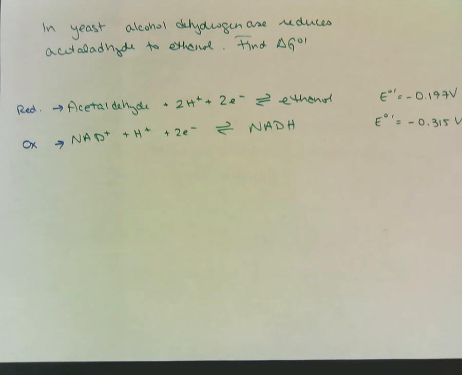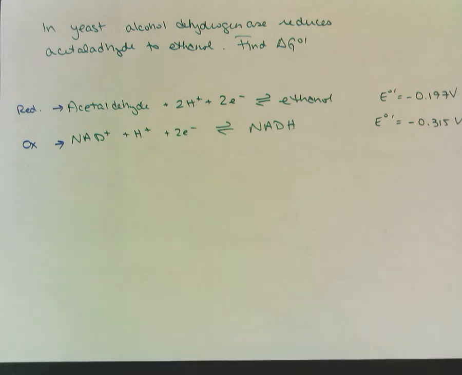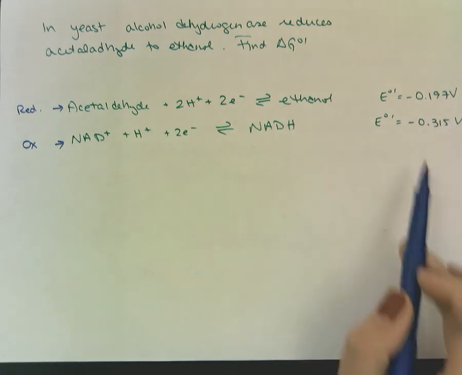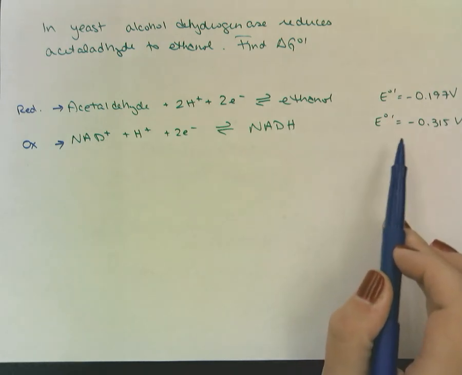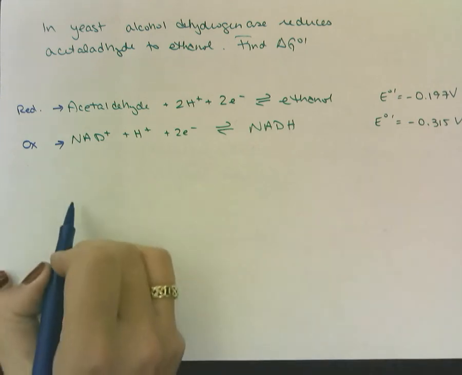Wait, why is it that reduction? Because the wording of the question says we reduce acetaldehyde to ethanol. So, do I need to change the sign and or value of this E0? No, cardinal sin, don't touch it.